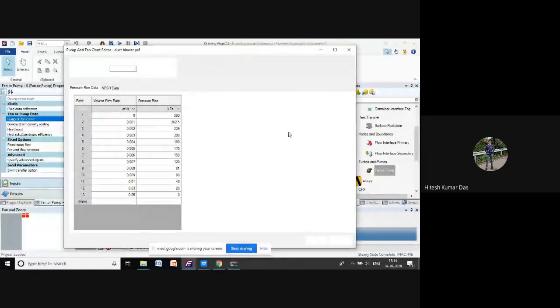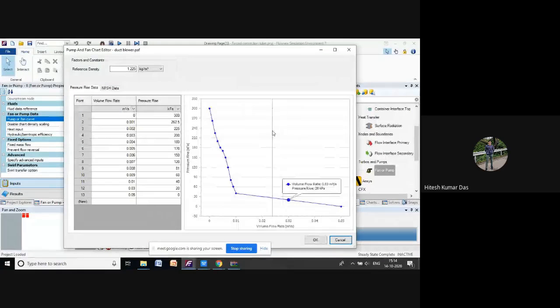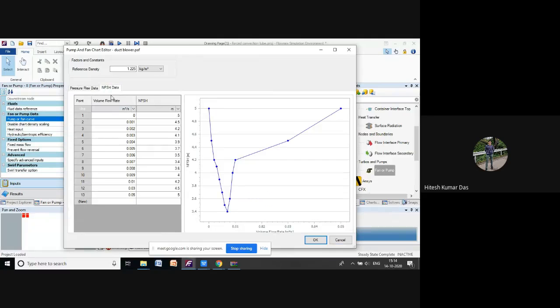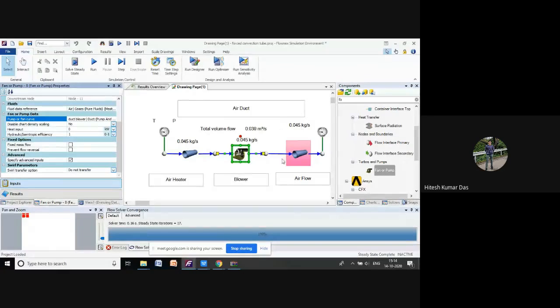After clicking on edit, you can see this page. This is the curve we have assigned in this blower. This is the volume flow rate versus pressure, with pressure rise in this axis and volume flow rate in this axis. Same for NPSH also, net positive suction head, meaning volume flow rate versus net positive suction head. We have assigned another curve. You can see here. So this is all about our network modeling.